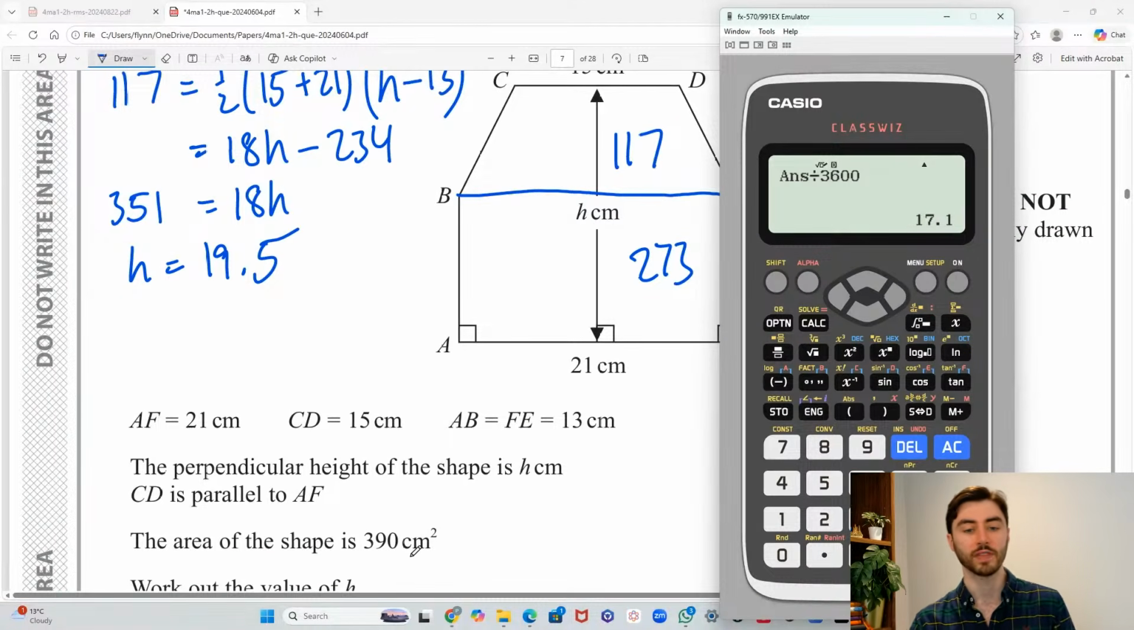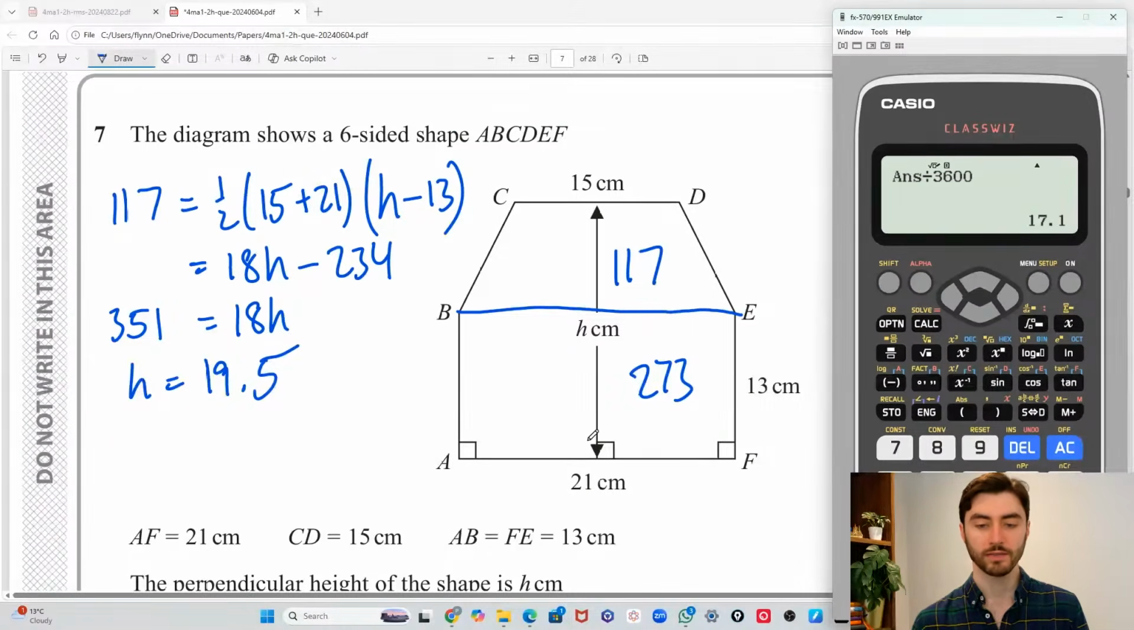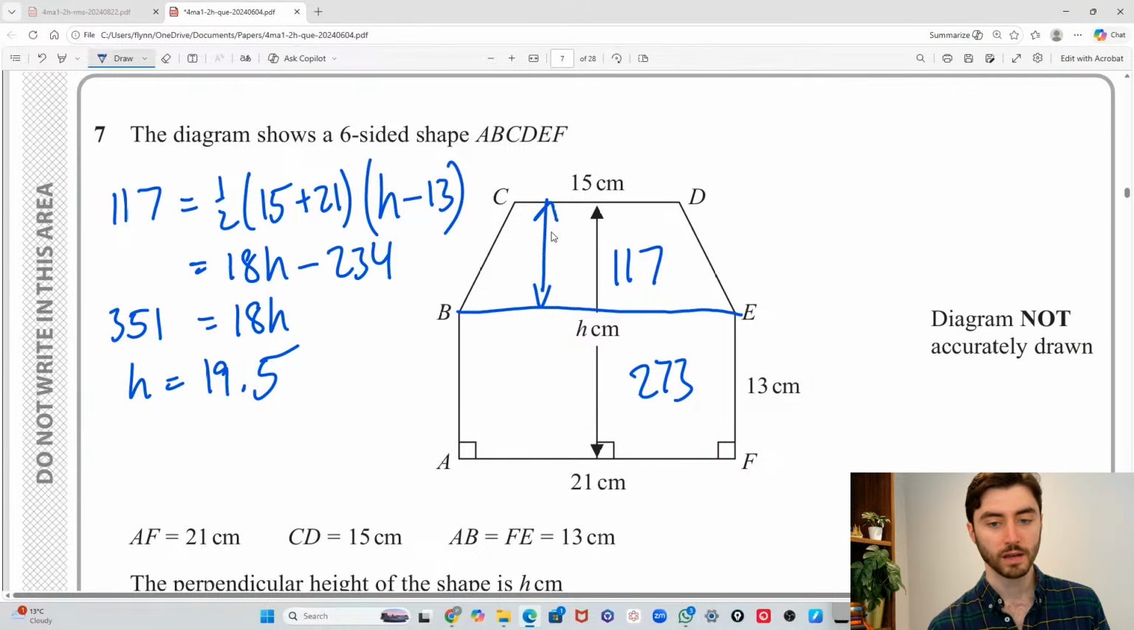Now on question 7, what we're going to do is use my answer of h to work out the area and confirm it's 390. So if h is equal to 19.5, then if I subtract 13 from that, that should give me this as being 6.5, and this being 13.